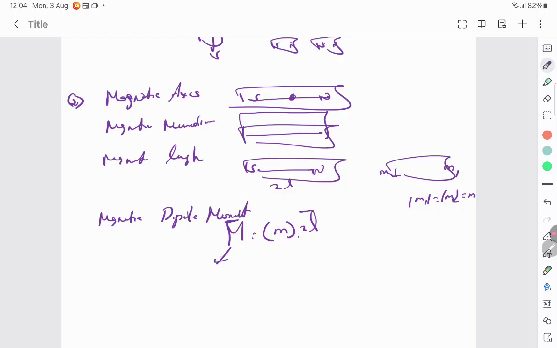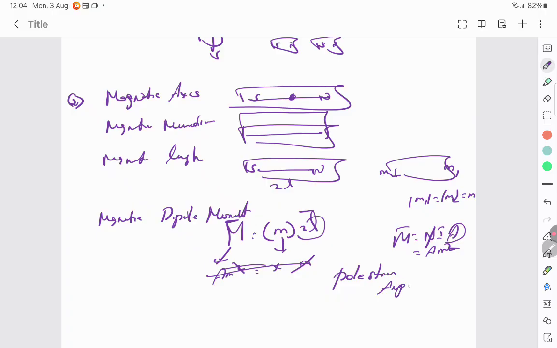Let's look at the unit. I know the magnetic moment from the last chapter. Number of turns doesn't have any unit. Current is ampere and area is meter square. So I know that this is ampere meter square. For pole strength, the unit is, this is meters. Meter square gets cancelled. Therefore, the SI unit of pole strength is ampere meter, whereas the SI unit of magnetic moment is ampere meter square.